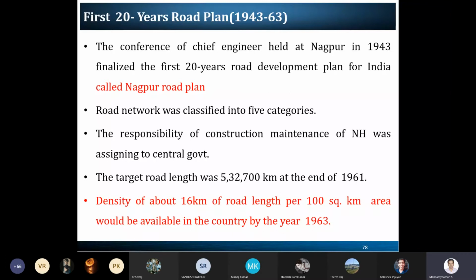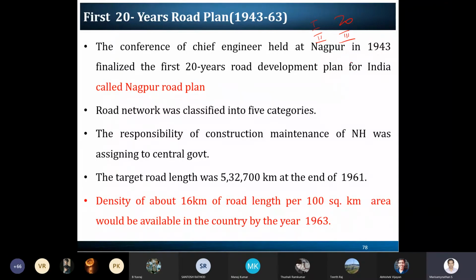In today's class, we will continue with highway development. We will see the 20-year plan. In India, we have introduced three plans: the first 20-year plan, the second 20-year plan and the third 20-year plan. With respect to the different committees and the different objectives, we have introduced all the plans to give development in the field of road infrastructure.